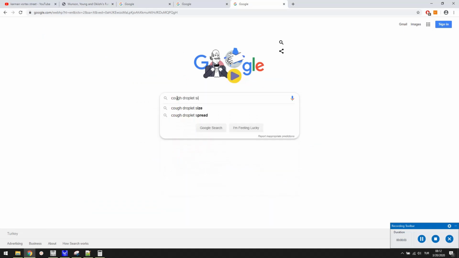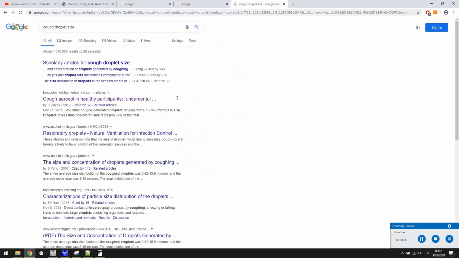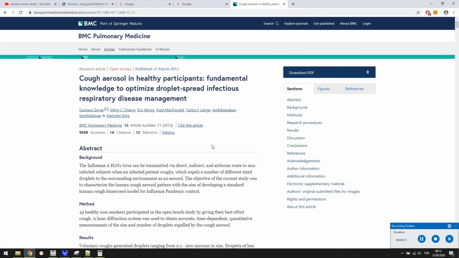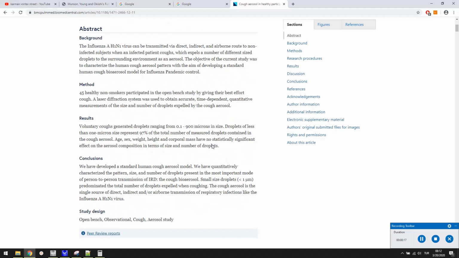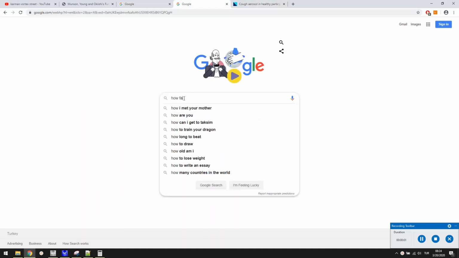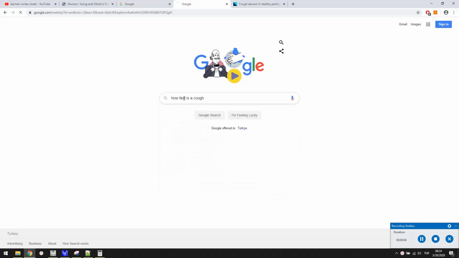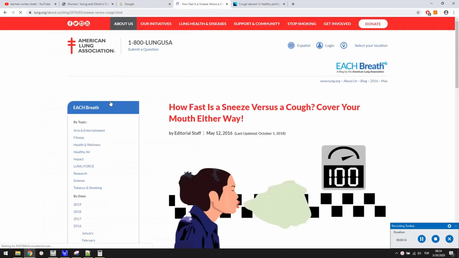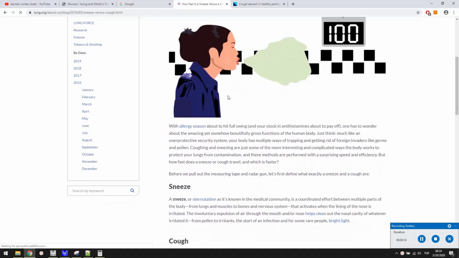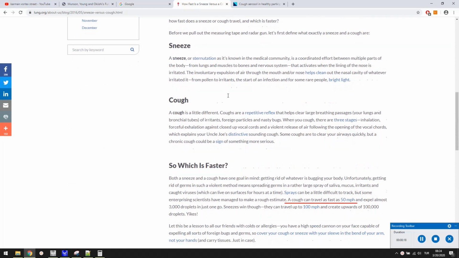Viruses, such as coronaviruses, are known to be transmitted from person to person through cough droplets. So, how large are these droplets and at what speed do they move in air? According to this research study, a typical cough droplet is less than 1 micrometer in size. And the speed of the droplets? According to this website of American Lung Association, a cough can travel as fast as 50 miles per hour, which is about 20 meters per second.